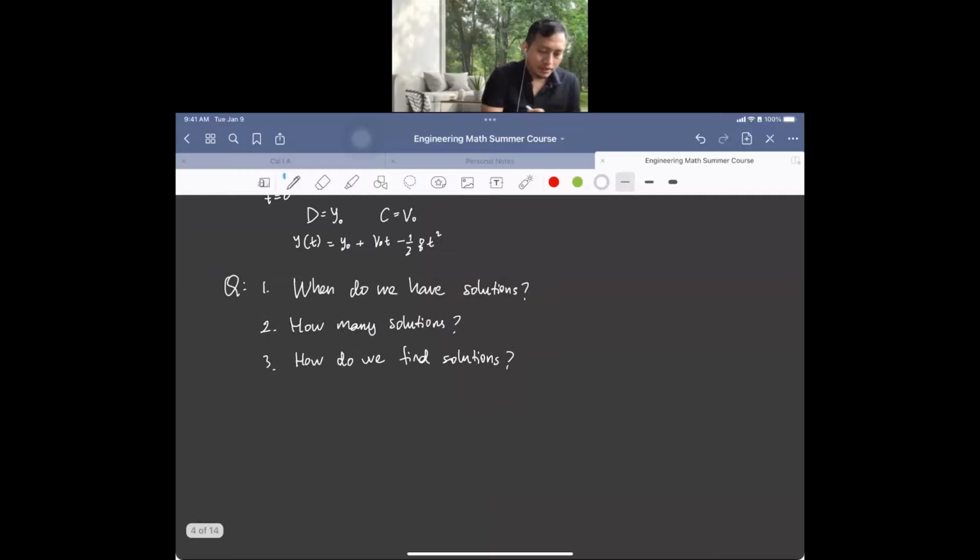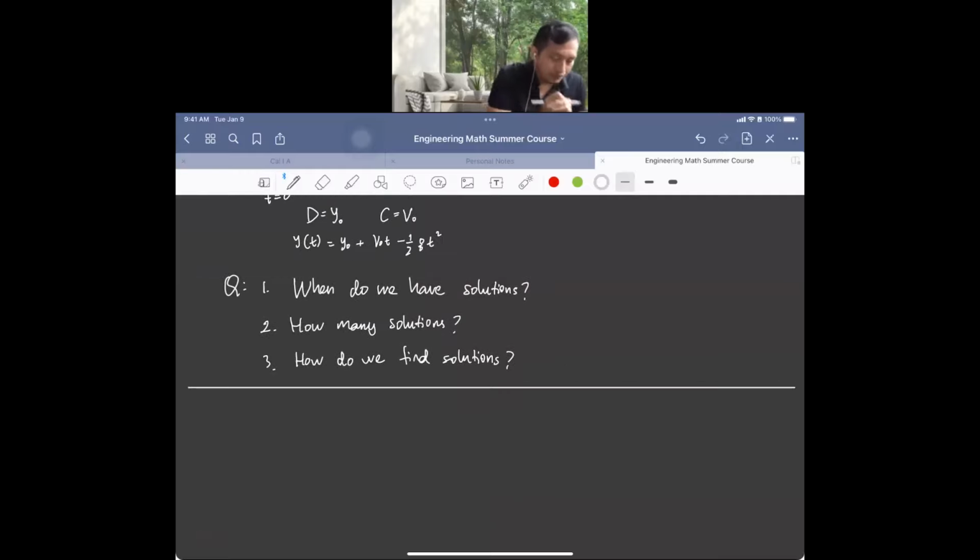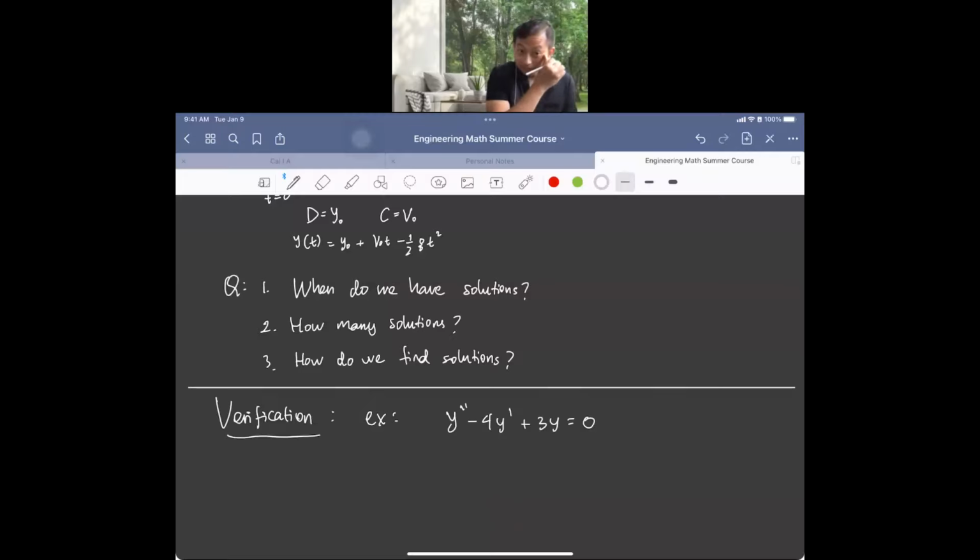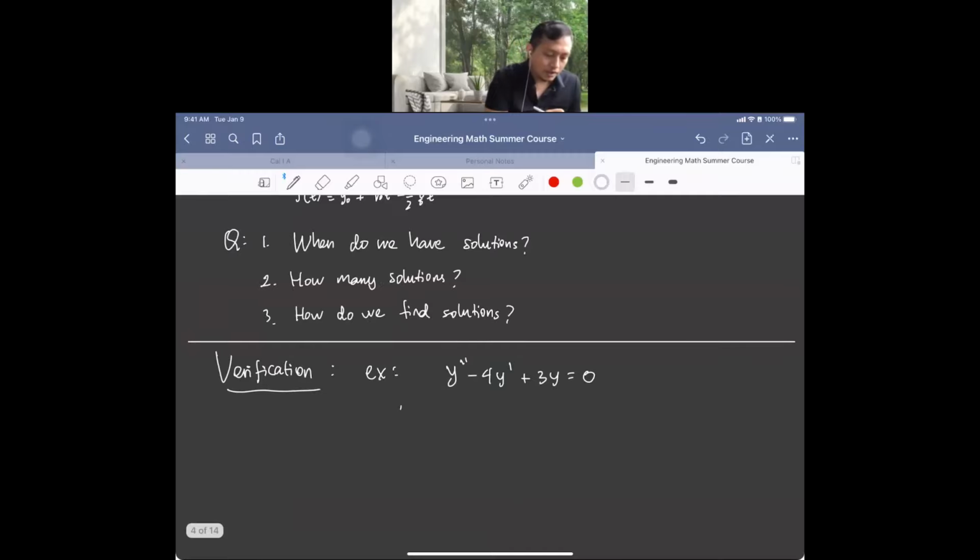So to answer these questions, first let me give you some idea of how to verify solutions. Imagine we have an example: y double prime minus 4y prime plus 3y equals 0. And check whether y1 of t equal to e to the t is a solution of the differential equation.